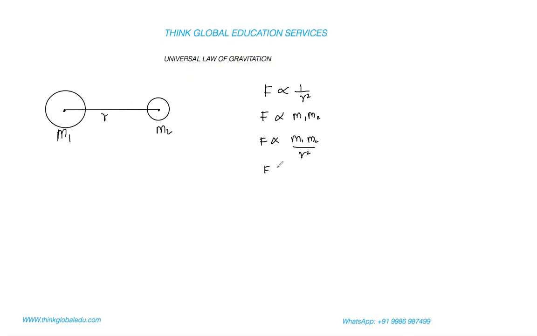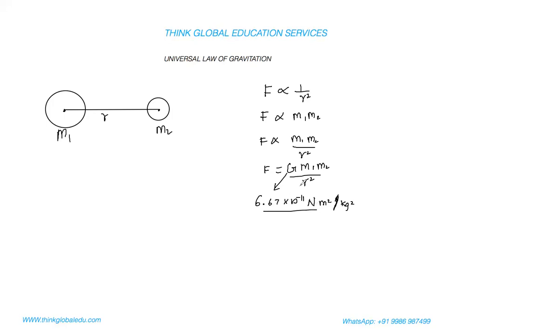Now we can equate this force by introducing a constant G. This is called the universal gravitational constant, and G has a value of 6.67 times 10 to the power of minus 11 newton meter squared per kilogram squared. This is Newton's law of gravitation.